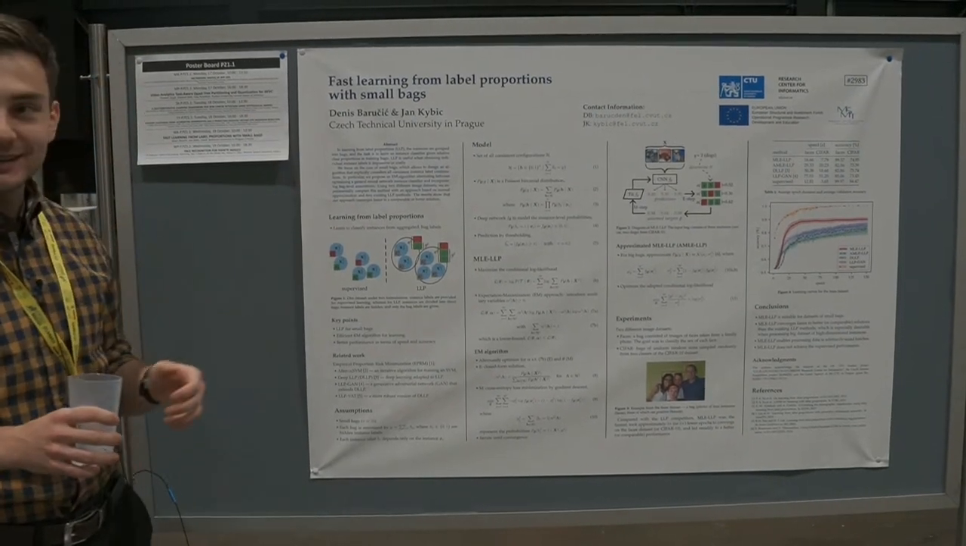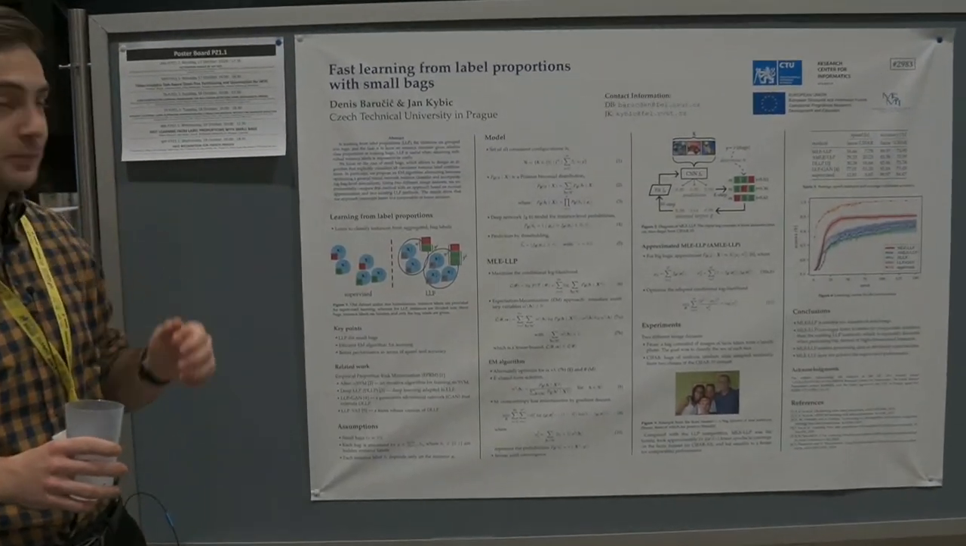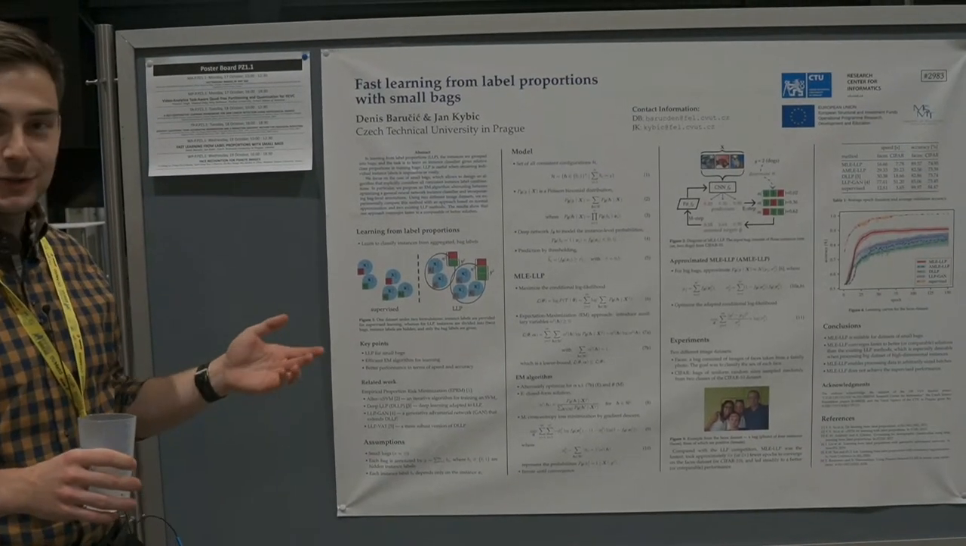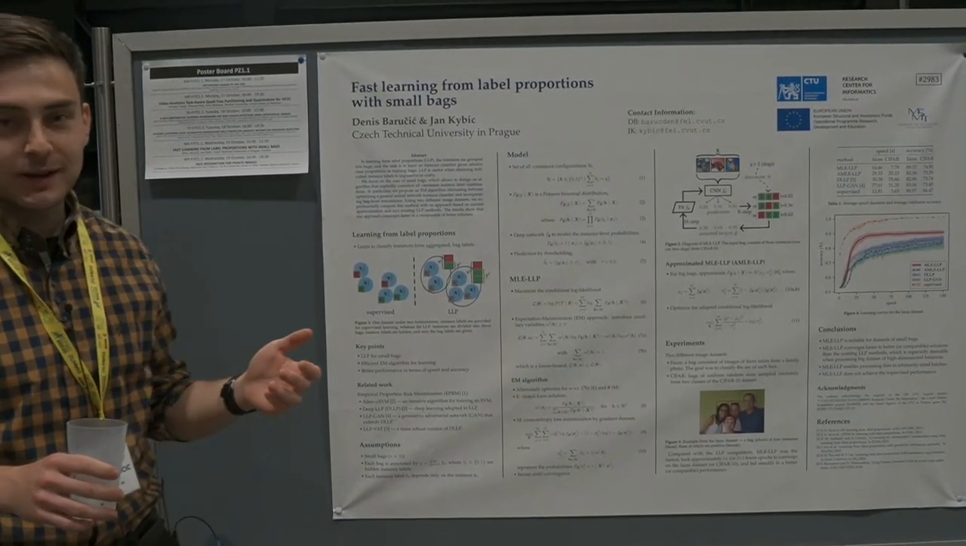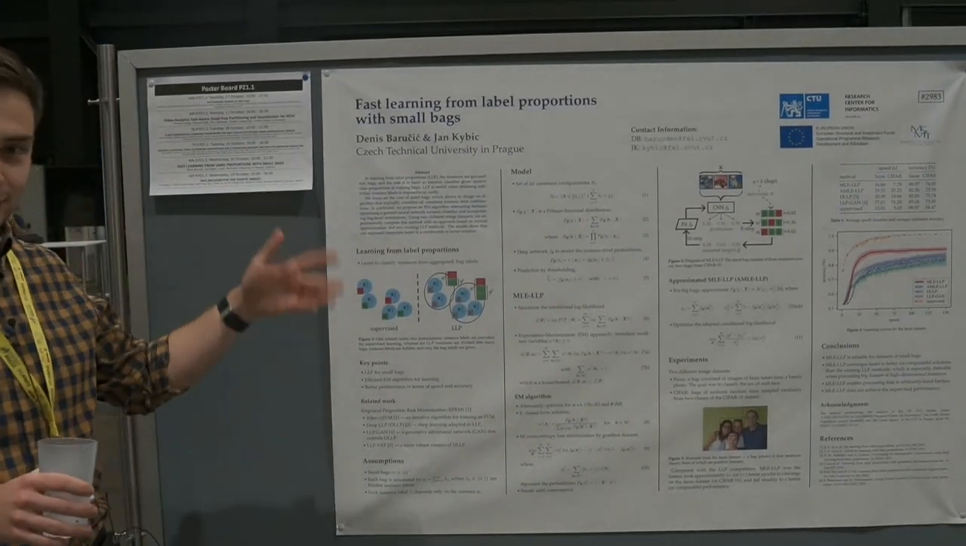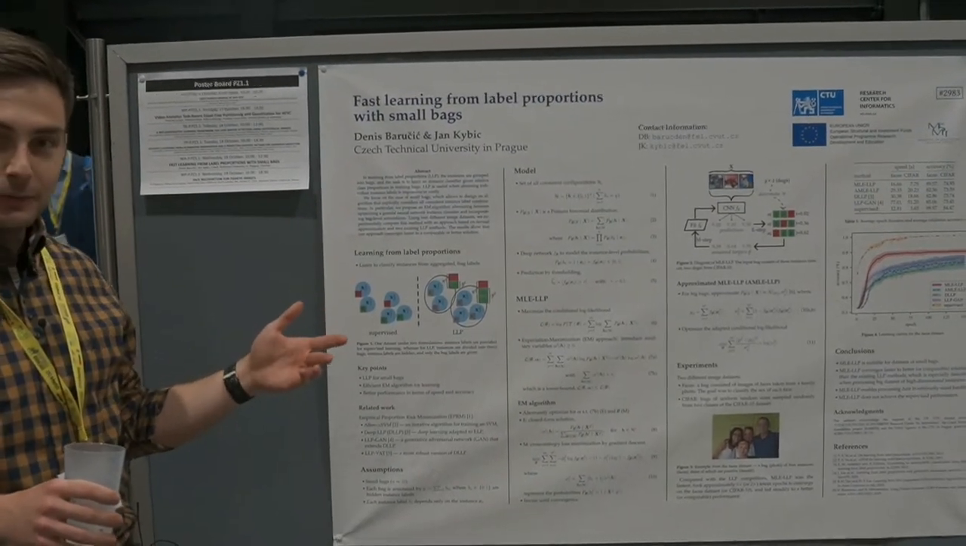So this is my work. It is called Fast Learning from Label Proportions with Small Bags. I'm not sure if any one of you worked with some kind of weak labeling. So let me just first give you an idea what we work with.